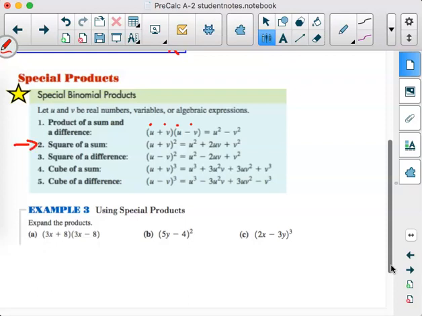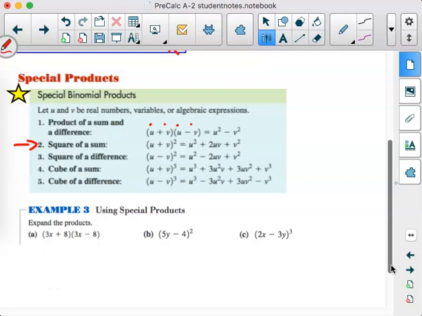The square of a sum is the quantity u plus v squared, and we start to see a formula: u squared plus 2uv plus v squared, which I'll show you how we could figure out what those numbers should be when we look at Pascal's triangle.